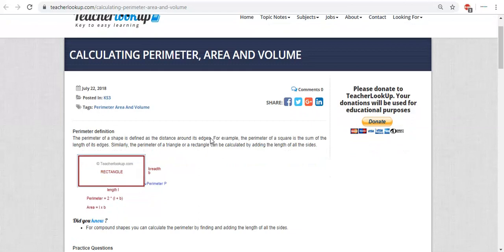So guys, coming back to calculating parameters, areas, and volumes. Parameter definition. What does a parameter actually mean? The parameter of a shape is defined as the distance around the edge. For example, the parameter of a square is the sum of the length of its edges. Similarly, the parameter of a triangle or a rectangle can be calculated by adding the length of all sides.